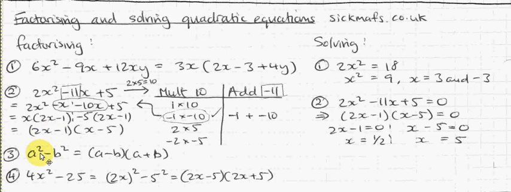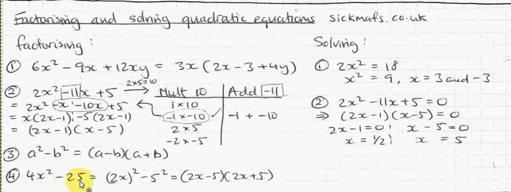Now, let's move on to another type of factorizing. You got a squared minus b squared always factorizes to this stuff here. If you got something squared minus something squared, it will factorize to something minus something times something plus something, and that something has to be the same as that, and that something has to be the same as that too.